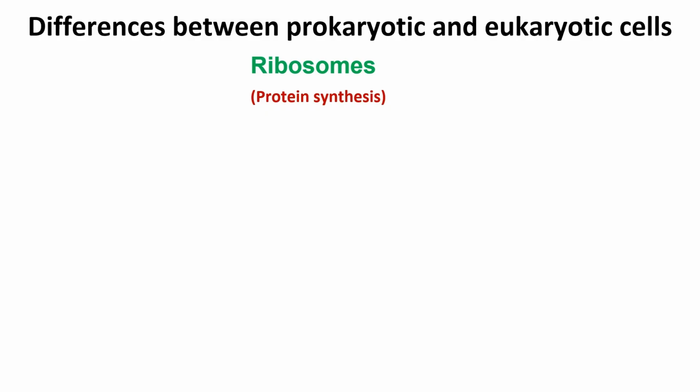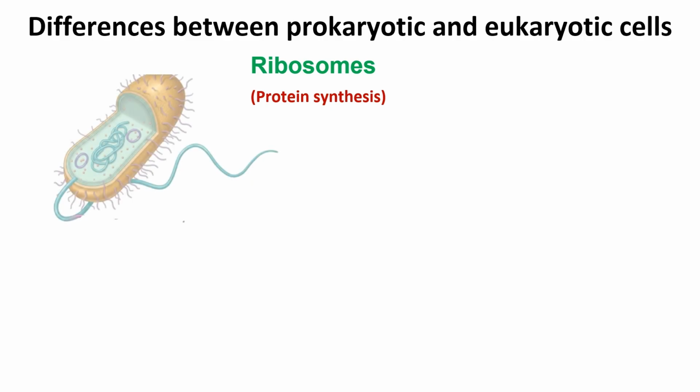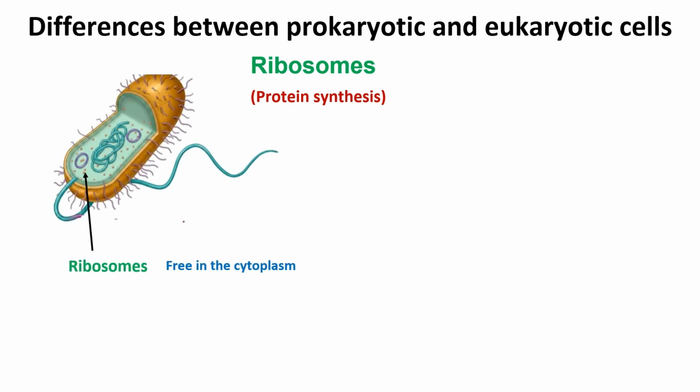Ribosomes are present in both types of cells. They are involved with protein synthesis. Ribosomes in prokaryotic cells are free in the cytoplasm and they are small compared to eukaryotic ribosomes. These prokaryotic ribosomes are known as 70S ribosomes. A ribosome has two subunits, large and small. For the 70S ribosome, the large subunit is 50S while the small subunit is 30S.